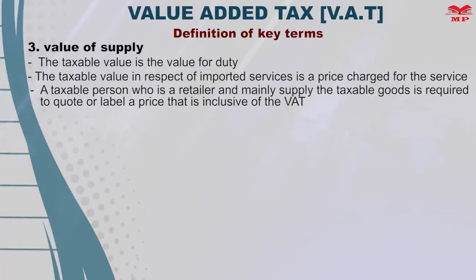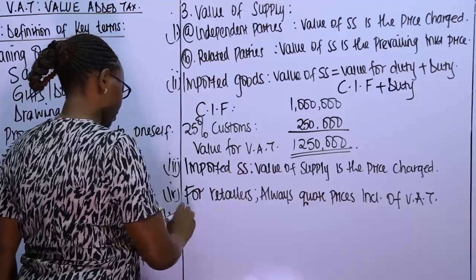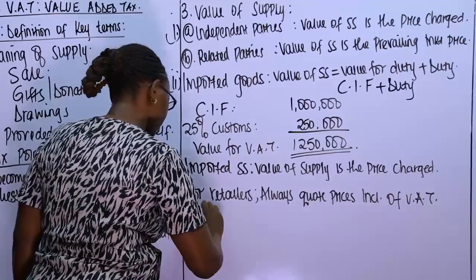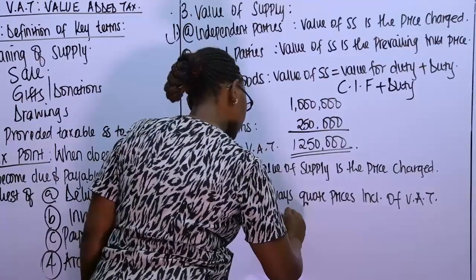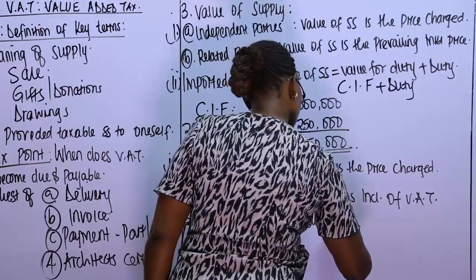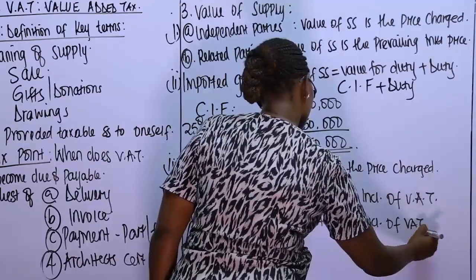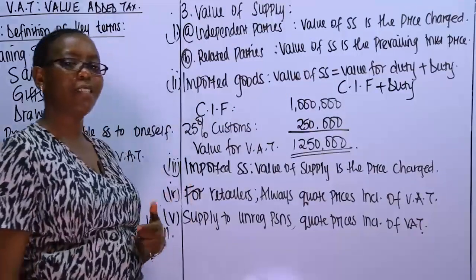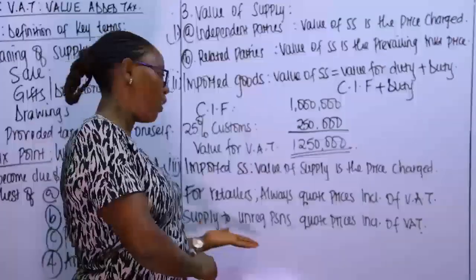Then where goods or services are sold to unregistered persons, the price should also be quoted inclusive of VAT. So sales or supply to unregistered persons, quote prices inclusive of VAT, for the same reason. Now remember I said individuals are never registered for VAT. So if you're selling to individuals, then you have to include VAT.